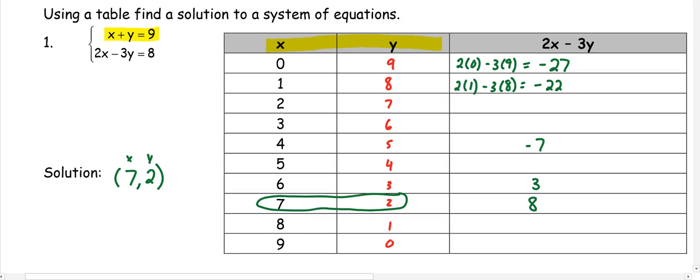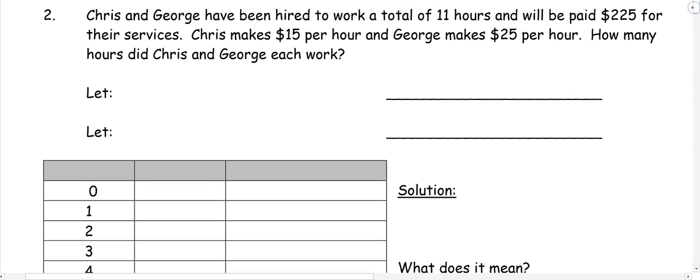So let's try using this method with word problems. Number 2: Chris and George have been hired to work a total of 11 hours that will pay $225 for their services. Chris makes $15 per hour and George makes $25 per hour. How many hours did Chris and George work?